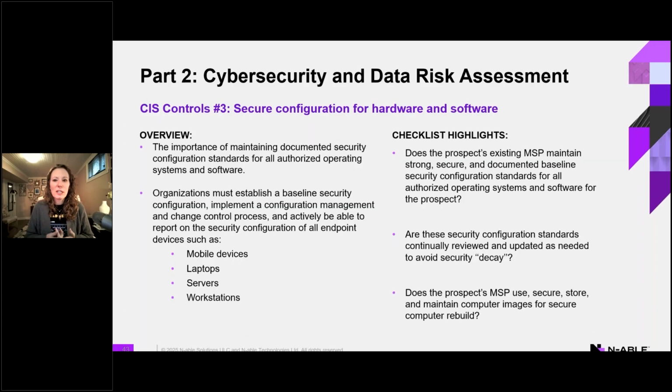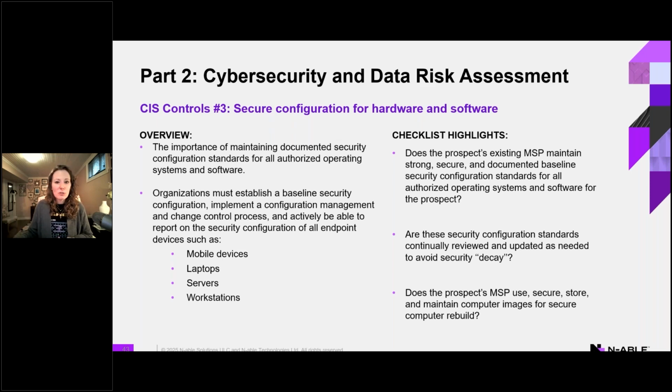CIS control number 3 is all about securing configuration for those hardware devices and software. There are 5 sections as part of the control, but at a high level, what control number 3 really talks about is maintaining documented security configuration standards for all the authorized operating systems and software. Organizations have to establish a baseline security configuration standard and implement a configuration management and change control process, and actively be able to report on the security configuration of all endpoint devices.